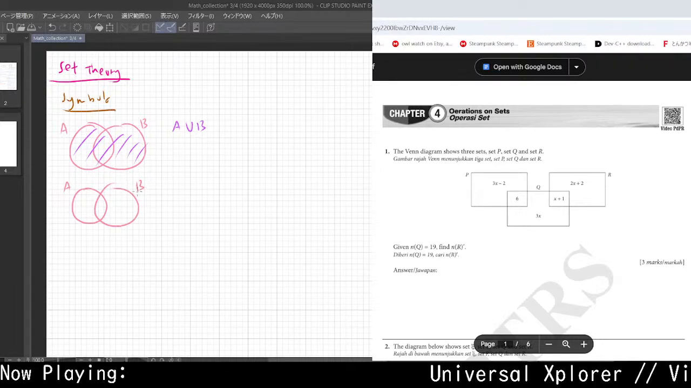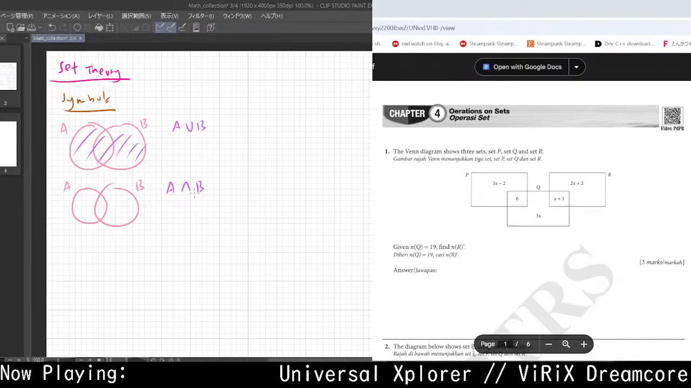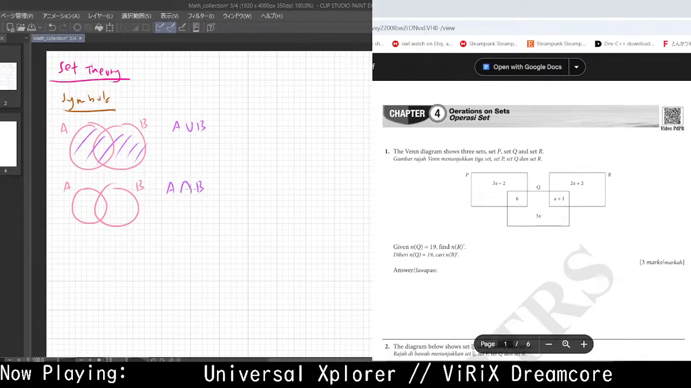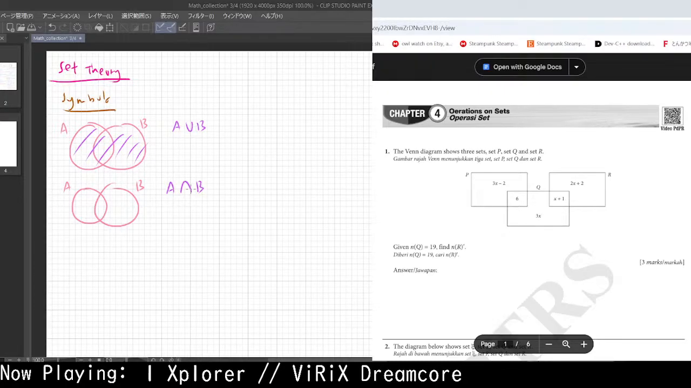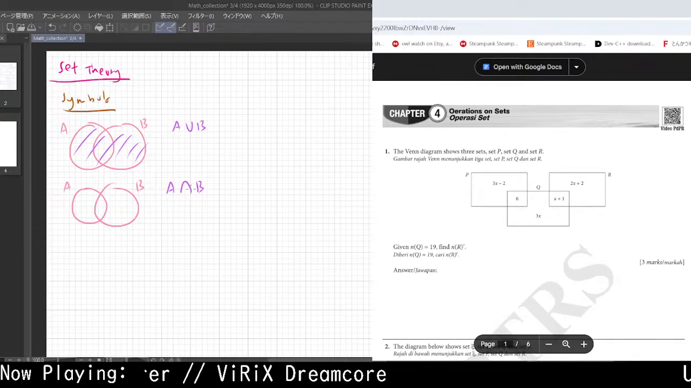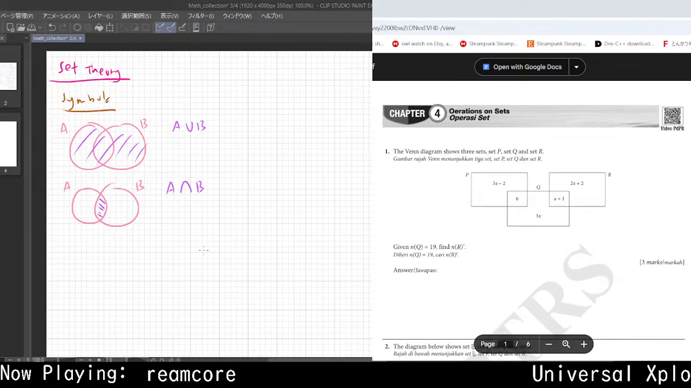If you have A and B and we say A intersection B, it basically means that you take the overlapping part. So A union B means you take everything, and A intersection B means you take the overlapping part. So it will be this portion over here.